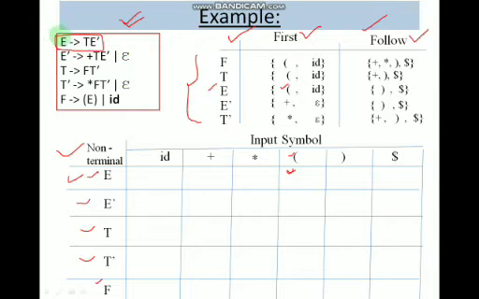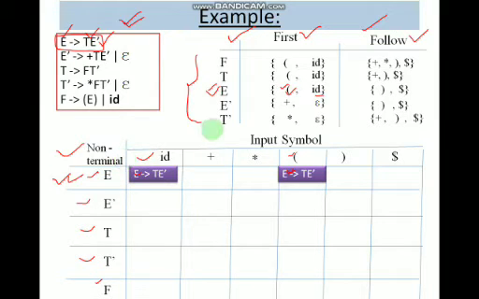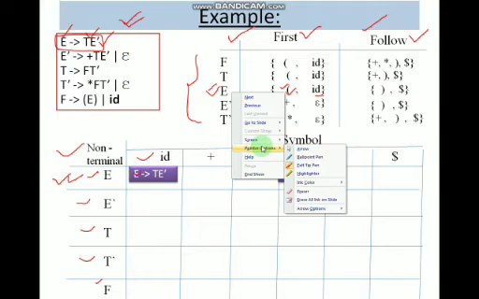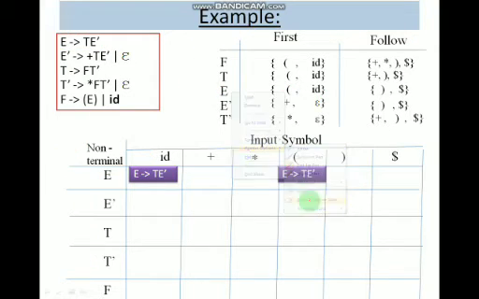Why? Because first of E equals first of T, which is the open parenthesis. So fill it. Now we will make an entry for this ID, but this ID is also in first of E. That's why we will fill the same entry here, for this E and this ID. Okay, right.